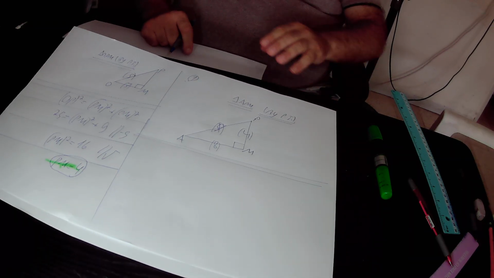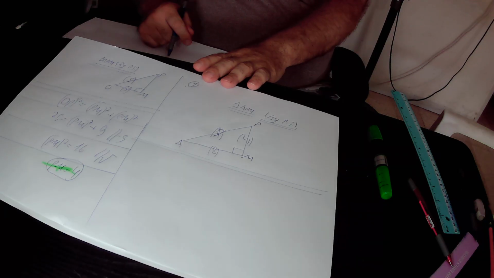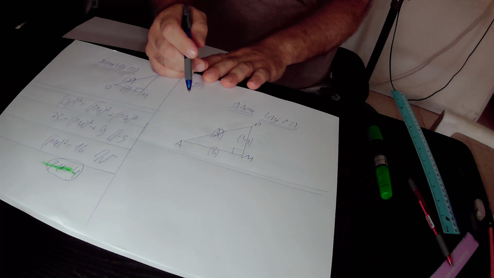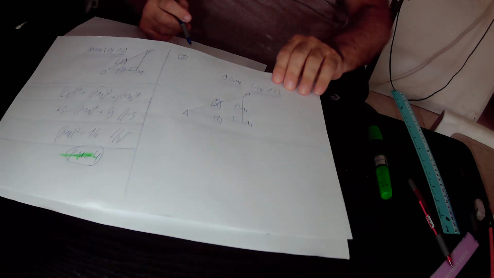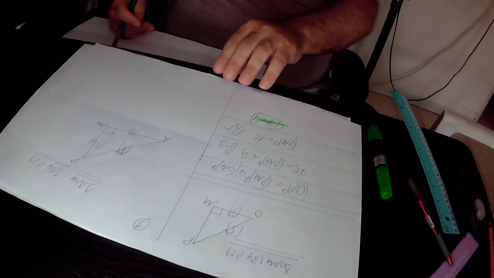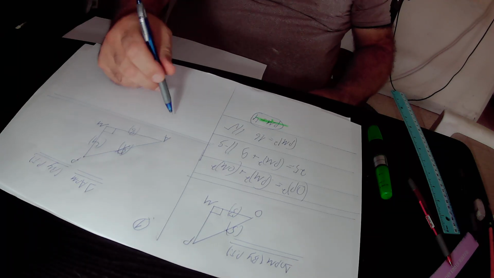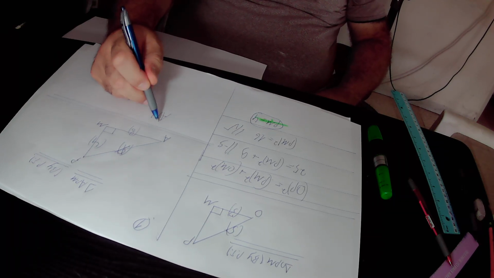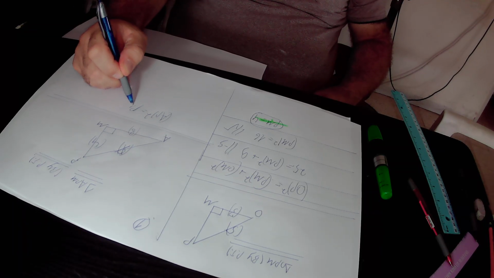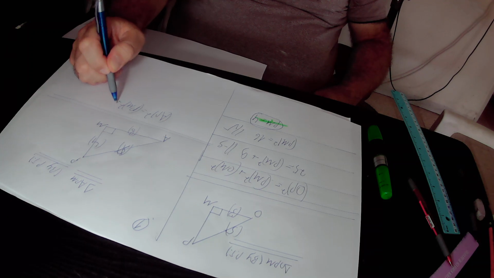According to the Pythagoras theorem, in this right triangle APM, AP squared, that is the square of the hypotenuse, equals PM squared plus AM squared. AP squared equals PM squared plus AM squared.